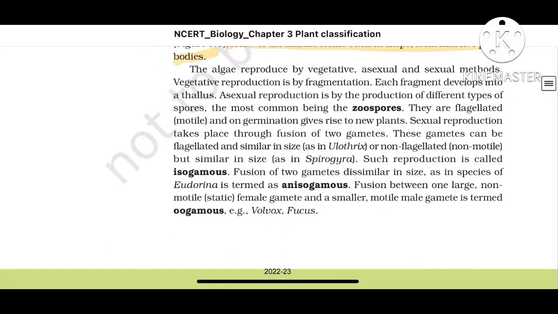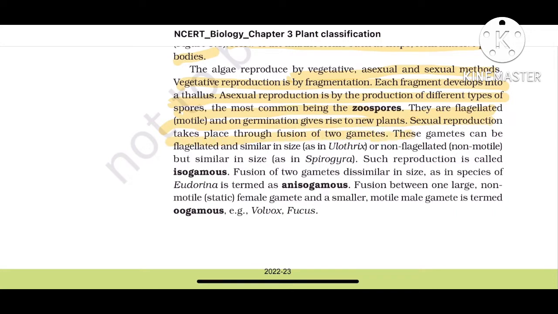The algae reproduce by vegetative, asexual, and sexual methods. Vegetative reproduction is by fragmentation. Each fragment develops into a thallus. Asexual reproduction is by the production of different types of spores, the most common being the zoospores. They are flagellated, motile, and on germination give rise to new plants. Sexual reproduction takes place through fusion of two gametes.